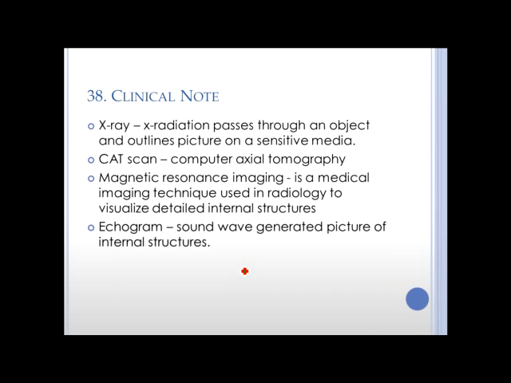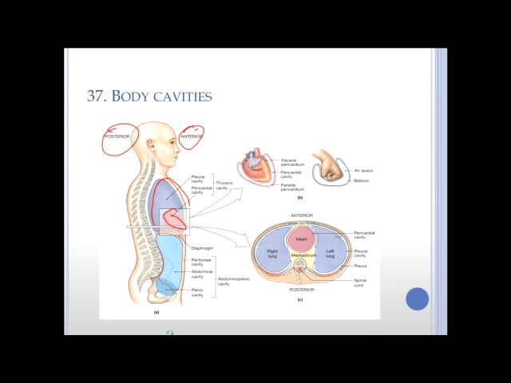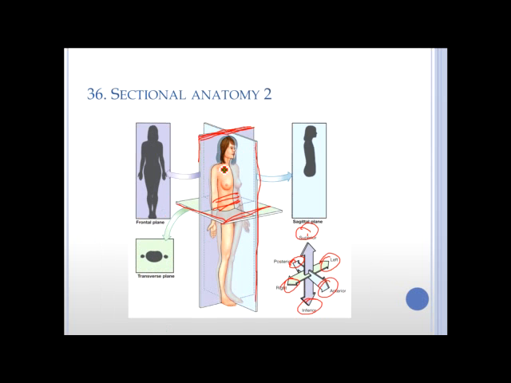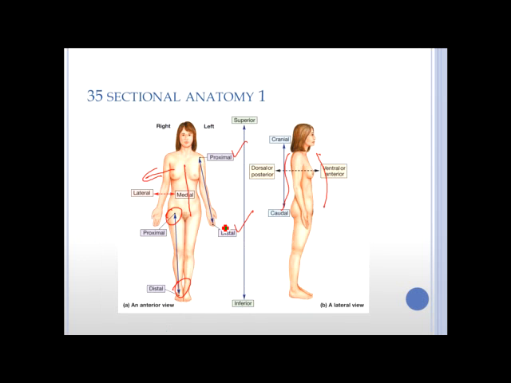Clinical note time. X-ray. X-radiation passes through an object and outlines a picture on sensitive media. The X-ray media is actually in the cassette that they use, and the radiation passes through. Your bones are denser. That's why you can see them so well. Now, a CAT scan is computer axial tomography, and it's a variation, still using radiation, but it does it in slices so that we can see everything on this transverse plane, so we can see various sections of it.